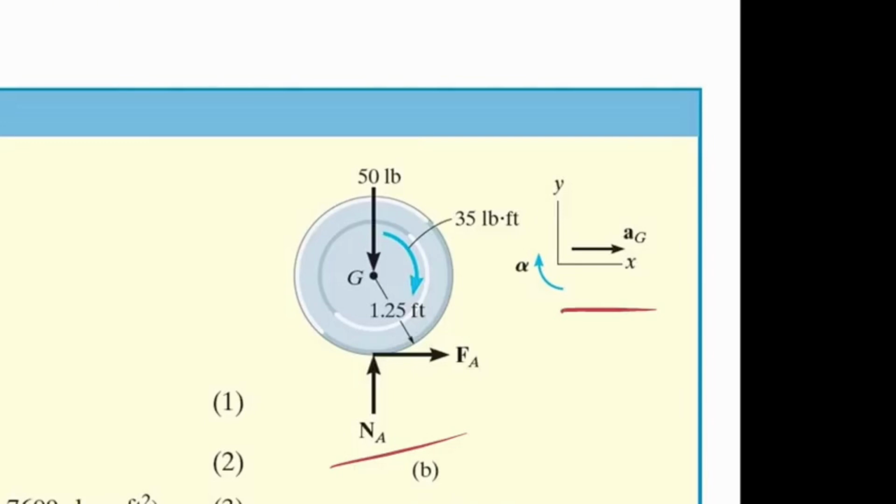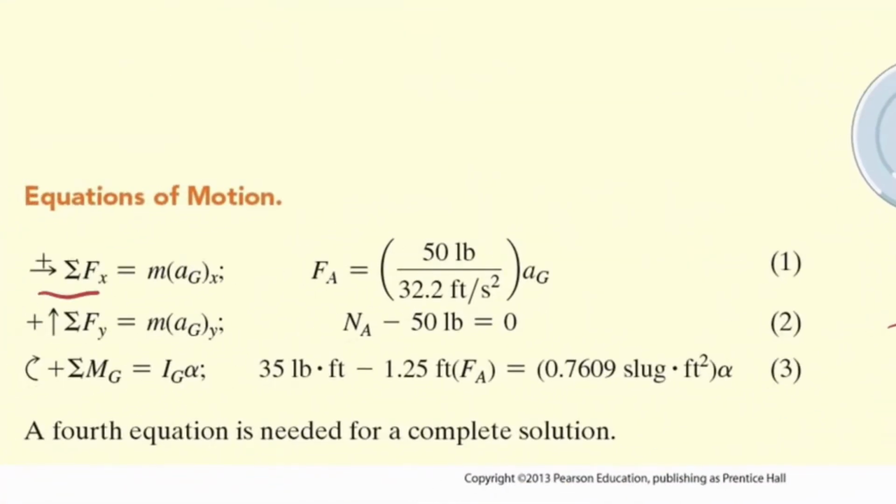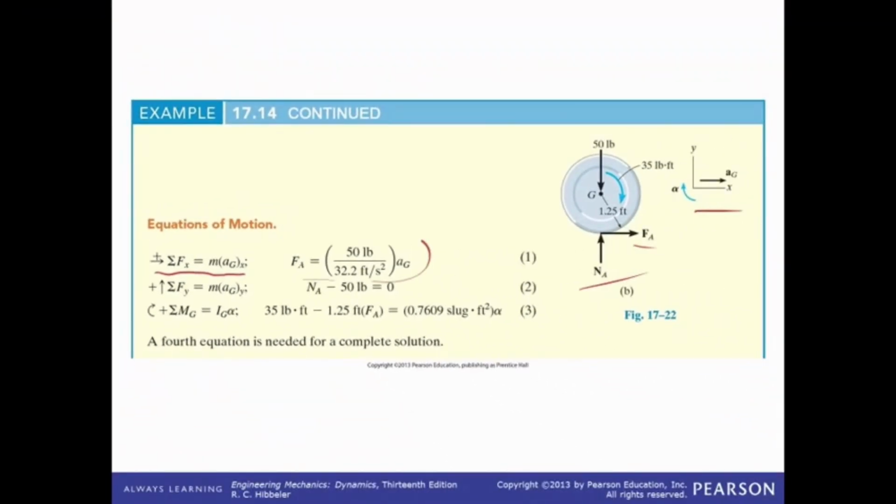Now, since I don't know if the wheel is slipping or not, I'm going to follow my procedure outlined earlier in this lecture. So my first step is to assume that the wheel rolls without slip, so I have some frictional force here, and the acceleration of the mass center is going to be equal to r times alpha. But here's the equations of motion. So summation of forces in the x is equal to the mass times the acceleration of the mass center in the x. So F sub A is equal to the mass times the acceleration of the mass center.